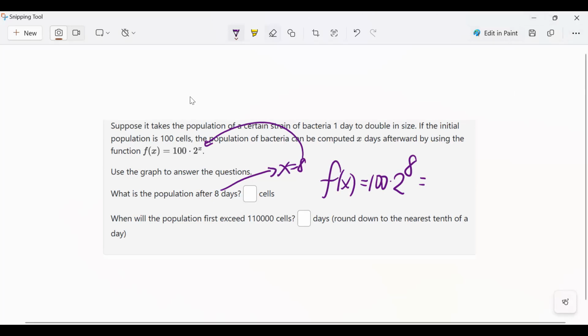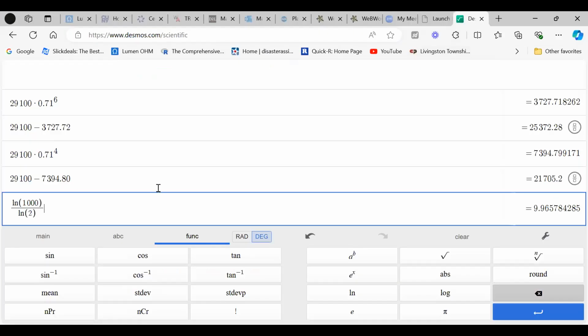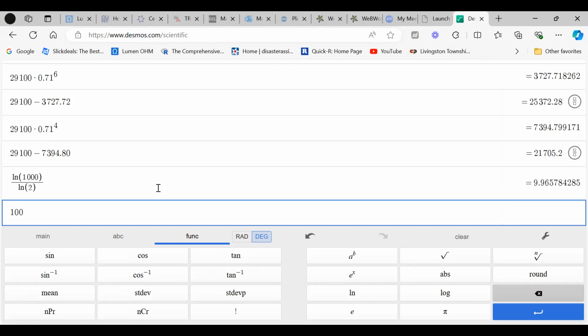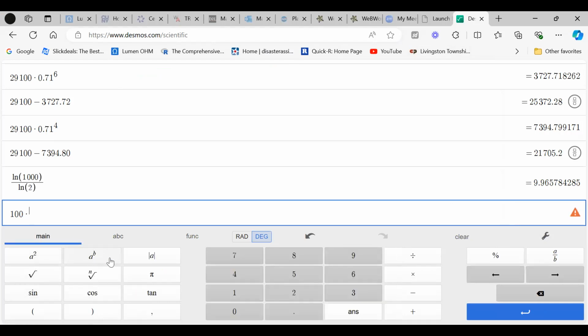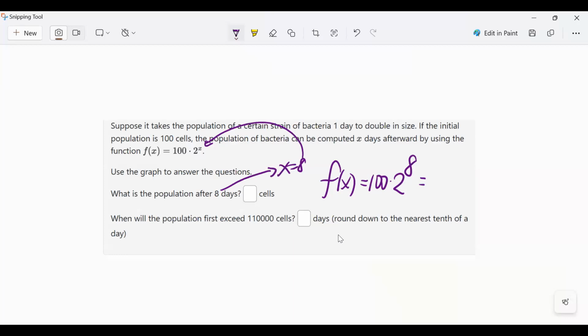We can also use the calculator. Let me show you. You do 100 times 2 to the 8th. So 2 to the 8th is 256. Yes, 256. And times 100, that's 25,600.